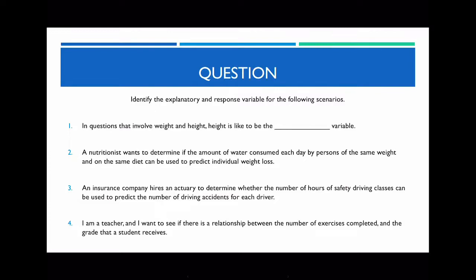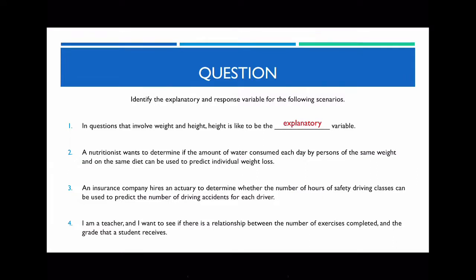I've got some questions over here that I'd like you to do, so please try to answer these questions within the next 5 minutes. Please copy down the questions inside your exercise book and complete them for me. For the first question, in questions that involve weight and height, is height more likely to be a response variable or an explanatory variable? As you're probably aware, the taller someone is, generally the heavier they are. So in this case, height is going to be the independent variable, because it has the impact and will influence the other variable.